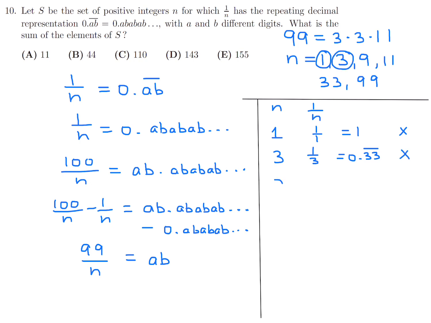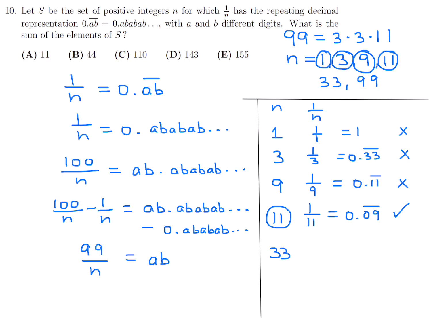All right, let's go to number 9. 1 over 9 is what is 1 over n this time, and 1 over 9 is 0.111, and so on. Again, we run into the same problem. A and b are not different, so that's no good. All right, let's try 11. 1 over n becomes 1 over 11, and 1 over 11 is 0.09 repeat, and that is good. That is of the form that we want. So n equals 11 is one of the elements of S.